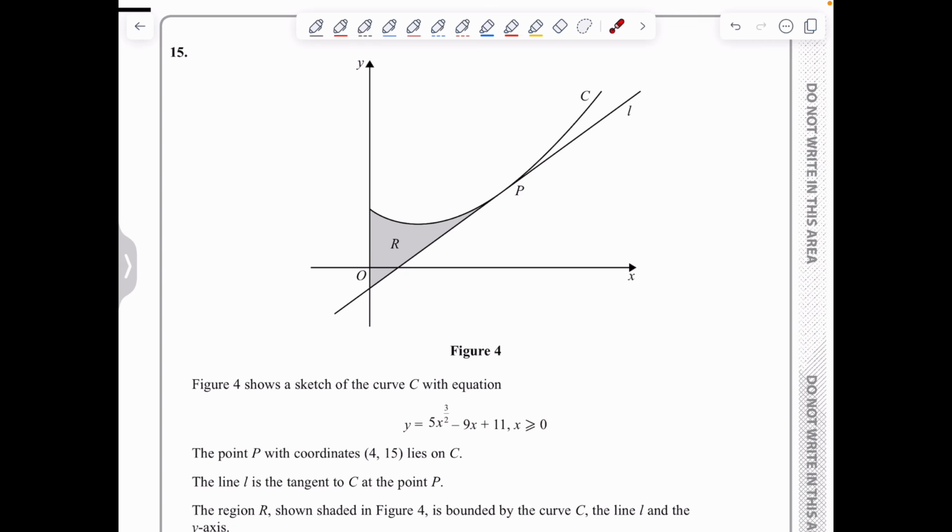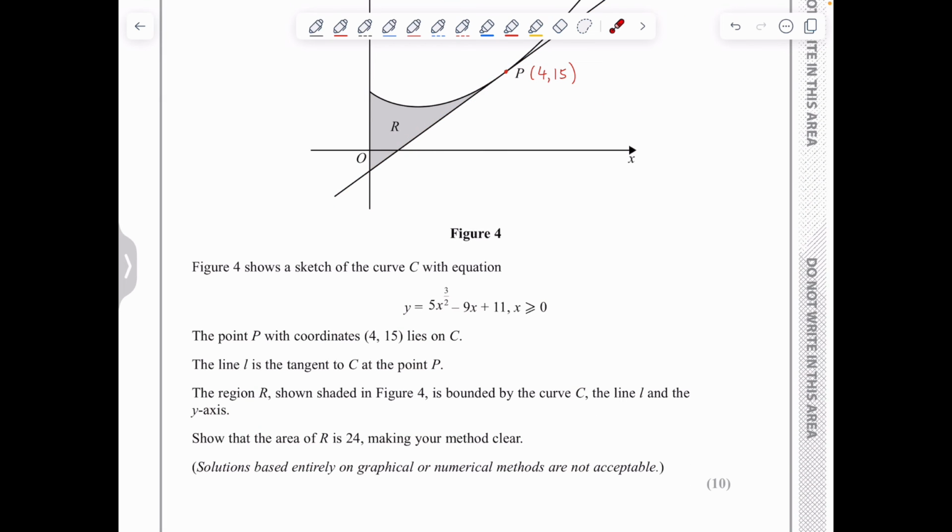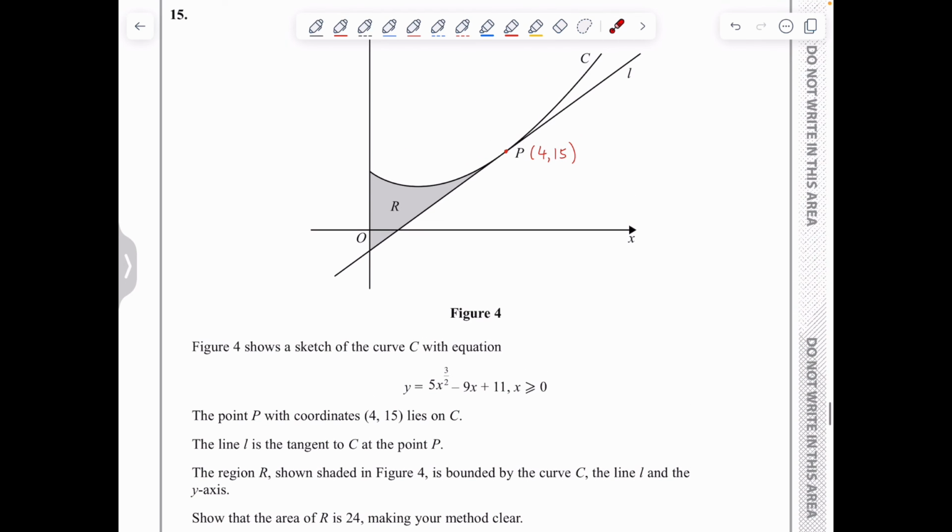Question 15 gives us a sketch of the curve C given here. We've got the point P with coordinates 4, 15. So this is the point P, coordinates 4, 15 lying on C. The line L is a tangent to C at the point P, and we are asked to show that the area shaded here, the area R, is 24, making our method clear. I will start by finding the equation of the tangent. The plan is to then integrate from 0 up to 4, and it's the curve above minus the line below. So we need the equation of the line, and that line is the tangent.